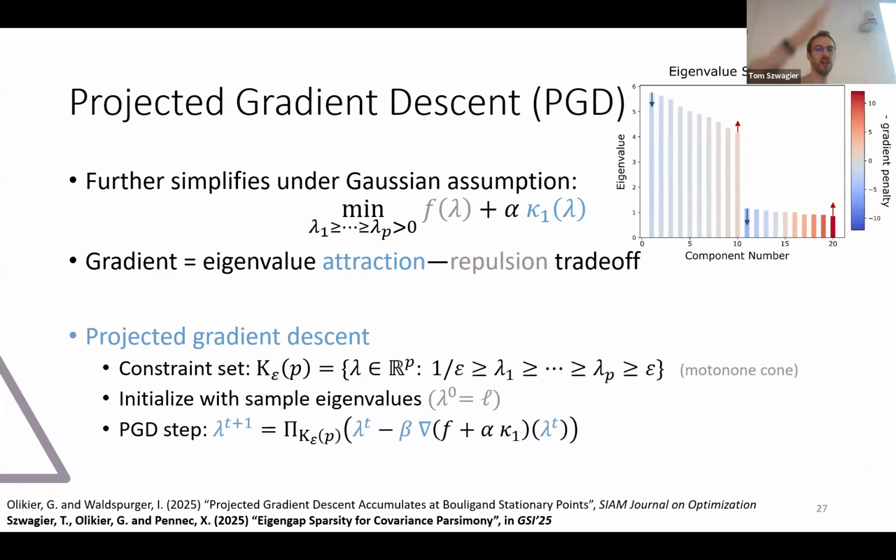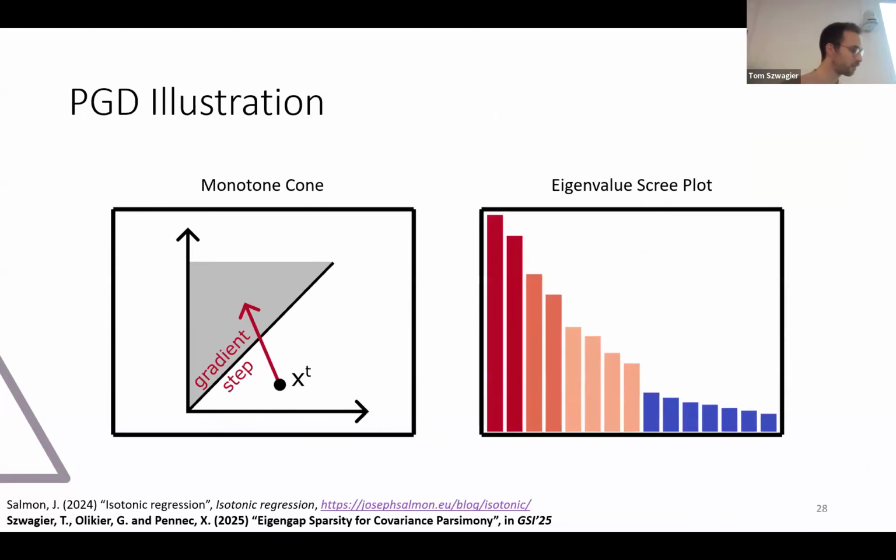So basically, we initialize our profile with the sample eigenvalues, and then we iterate steps of projected gradient descent, where we do a Euclidean gradient step, and then we project it onto the constraint set that is the monotone cone. Okay, might look a little bit technical. I will do an illustration.